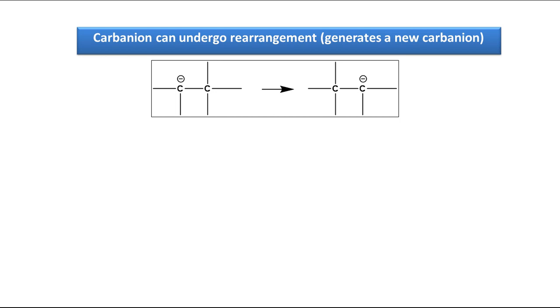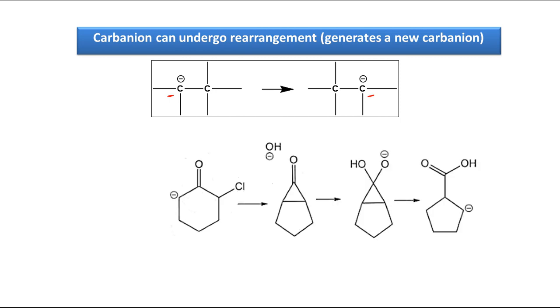Then we have rearrangement. This is the last fate that we will discuss in today's video. Now it will obviously generate a new carbanion. Here you can see negative charge is present on the left hand side carbon, but after rearrangement it is present here. Now this is a general scheme, but for an actual rearrangement, a very good example you can observe is the Favorskii rearrangement, and here we will see how this rearrangement is occurring.